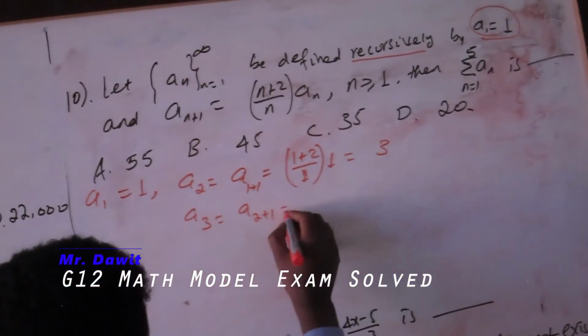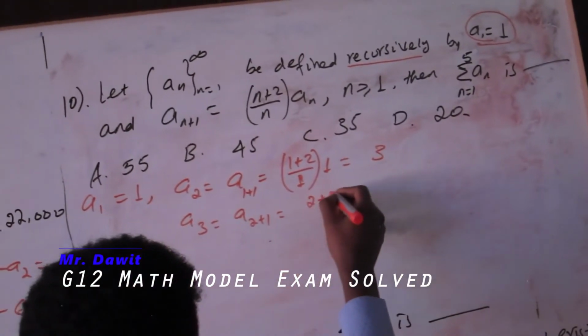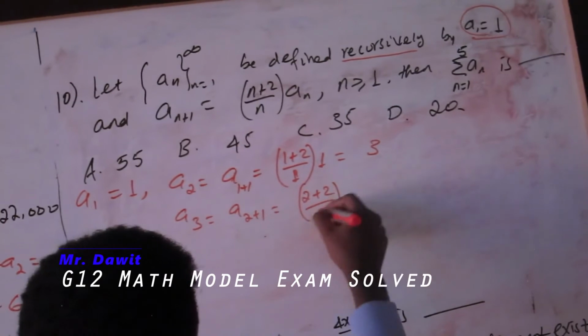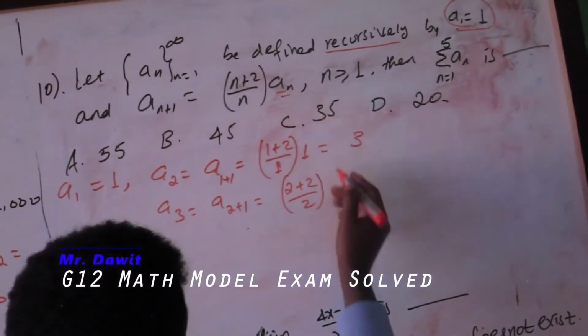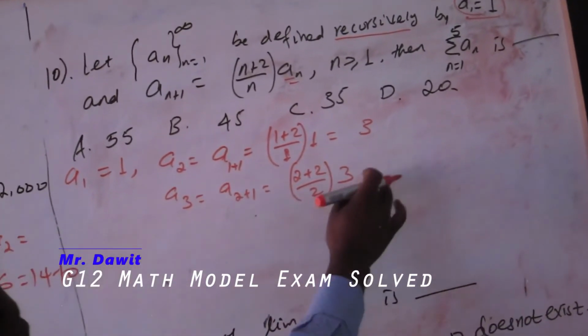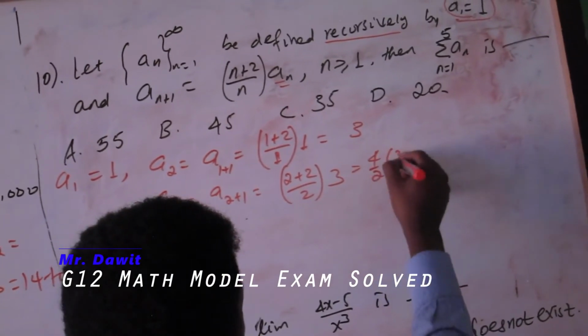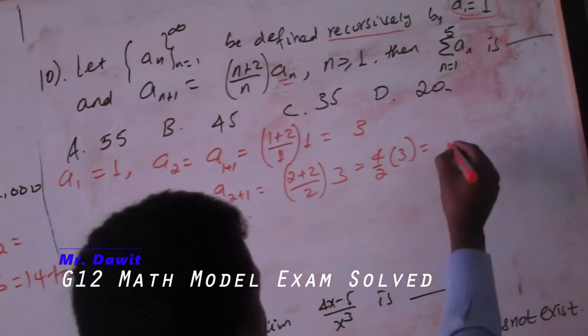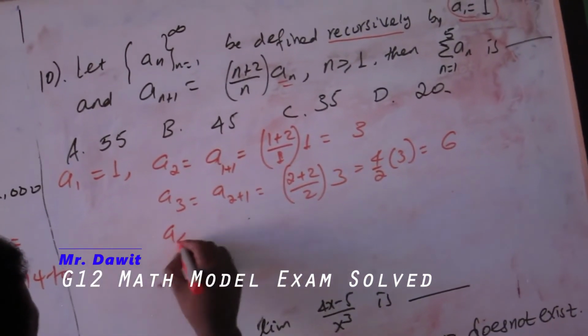a of 2 plus 1. We have to substitute 2 plus 2 over 2 times an. An means how much? 3, because a2 is 3. This becomes 4 over 2 times 3, which is equivalent to 6, right? 6. A4, we have to find out.